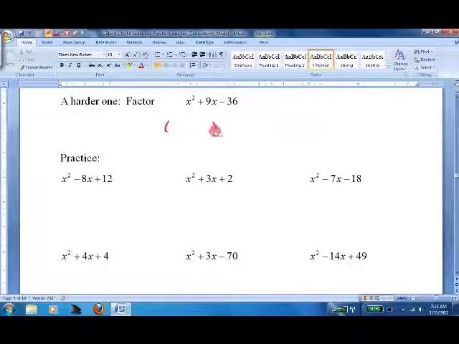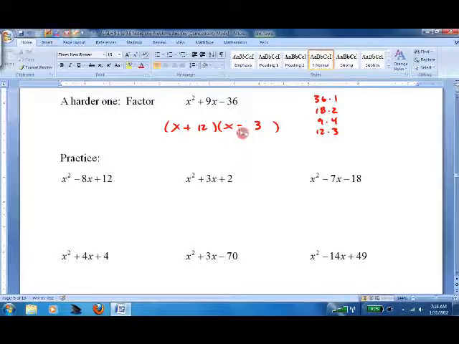So parentheses, x's, plus minus is going to go plus minus. Let's start factoring. 36 times 1, 18 times 2, 9 times 4, and I missed one, 12 times 3. I'll start with that, see if it works. Now I got plus minus, so one's negative, one's positive. They have to subtract to 9. So it looks like 12 and 3 subtract to 9. 12 times negative, don't forget the negative, 3 is negative 36. 12 minus 3 is positive 9.